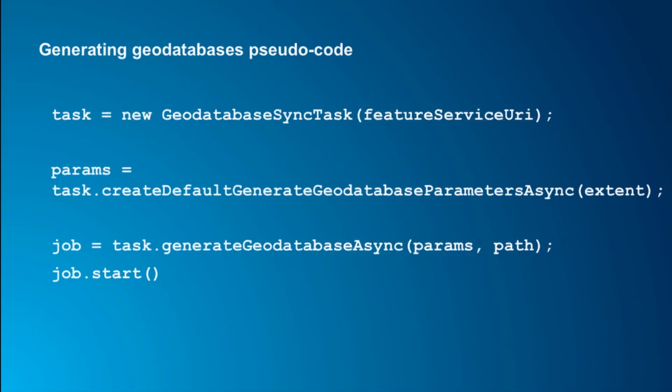In terms of creating geodatabases, you use the geodatabase sync task, which is what Justin was trying to say earlier. I did. Generate method from the geodatabase. Well, that sounds like an excuse. And you create one of those tasks with a URL. It's a loadable. You load it. Once you've loaded it, you can create default parameters using the create default generate geodatabase parameters async method.